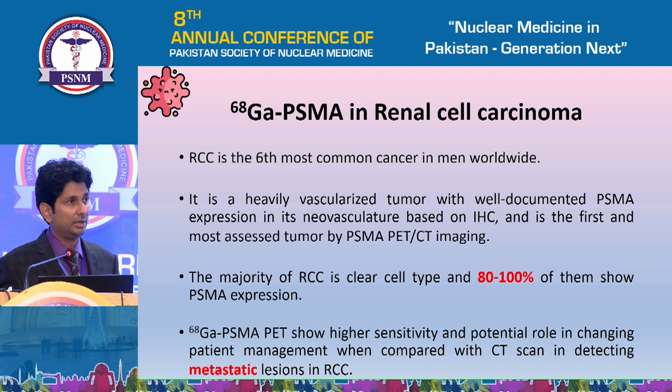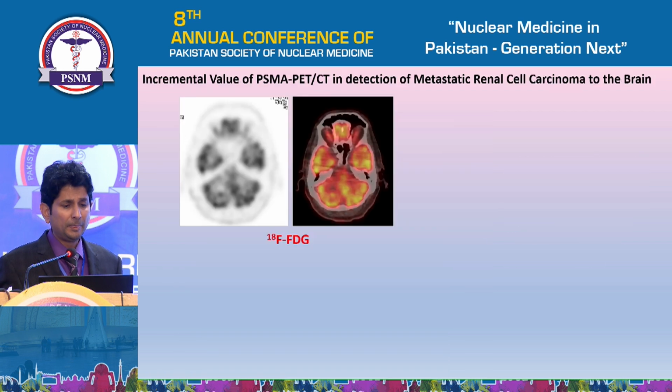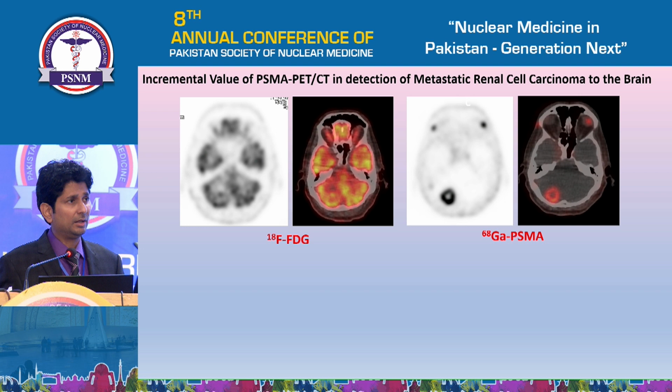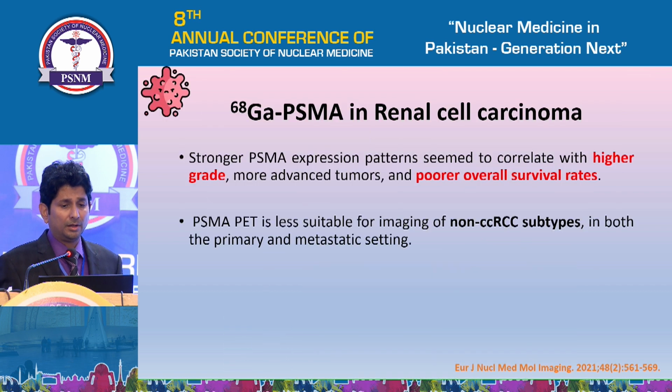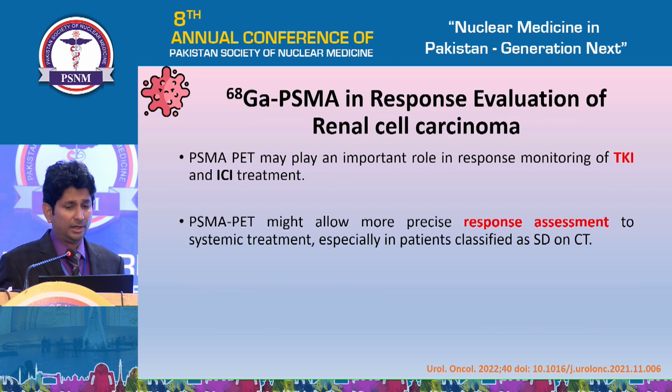So it not only localizes the initial staging, it can give you an idea of the metastatic involvement. This is a case. You can see the unexpected tumor metastasis in bone. Another case, unexpected metastasis seen in the brain with gallium-68 PSMA. The stronger the expression of PSMA, it gives you an idea about the high grade and poor overall survival rate.